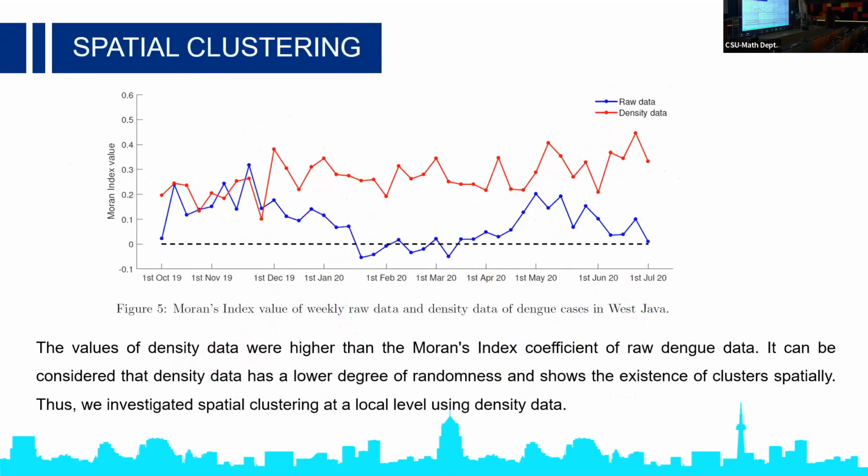And how about spatial clustering? The blue one is for raw data, the red one is for density data, and we use Moran's index value of weekly raw data and density data cases in West Java. And we can conclude that the density data has a lower degree of randomness and shows the existence of clusters spatially. So we investigate spatial clustering at a local level using density data based on this Moran index.